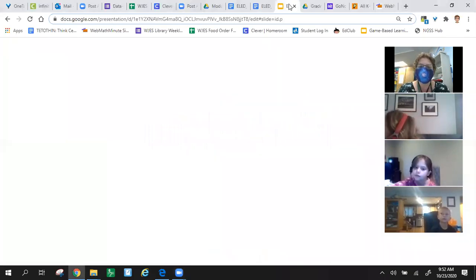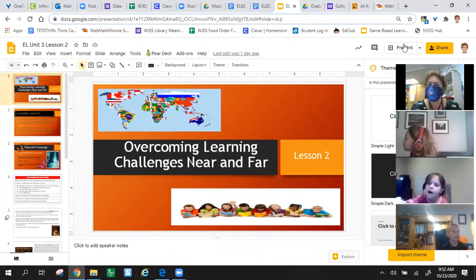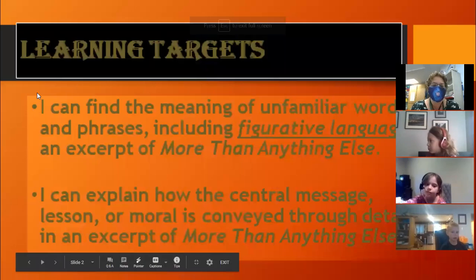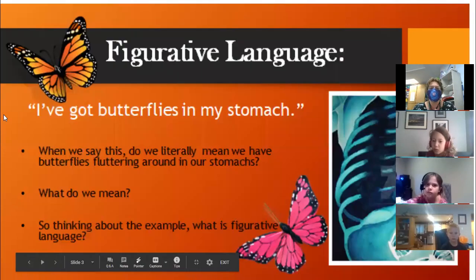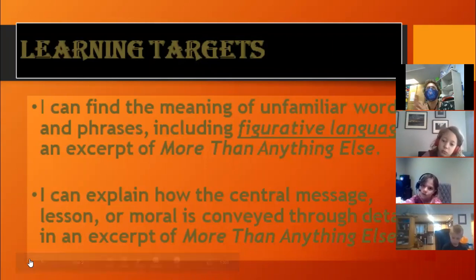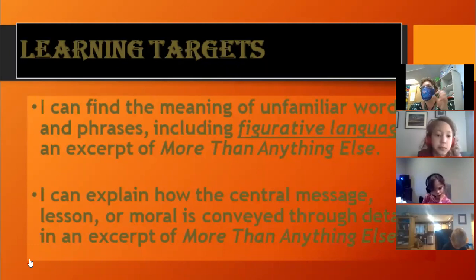Okay, so today is lesson 2, and we are going to continue working with our story that we began yesterday. So our first, just flying through those slides. All right, learning targets for today. I can find the meaning of unfamiliar words and phrases, including figurative language. And we're going to do that inside an excerpt of More Than Anything Else.